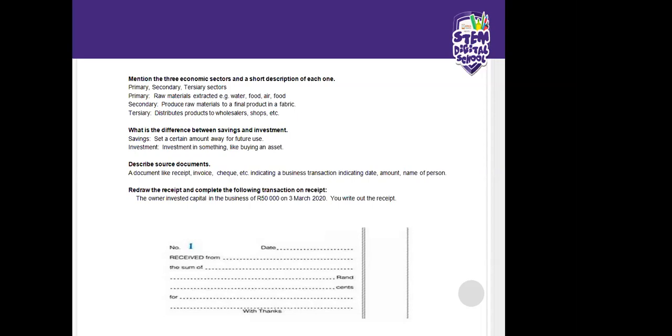I'm going to repeat it again. So the date, 1 mark. Received from the owner, another mark. The sum of 50,000 Rand in words, another mark. Then you write the 50,000 in figures, another mark. For capital, another mark. And you need to sign it, another mark. So 6 marks in total for the receipt.